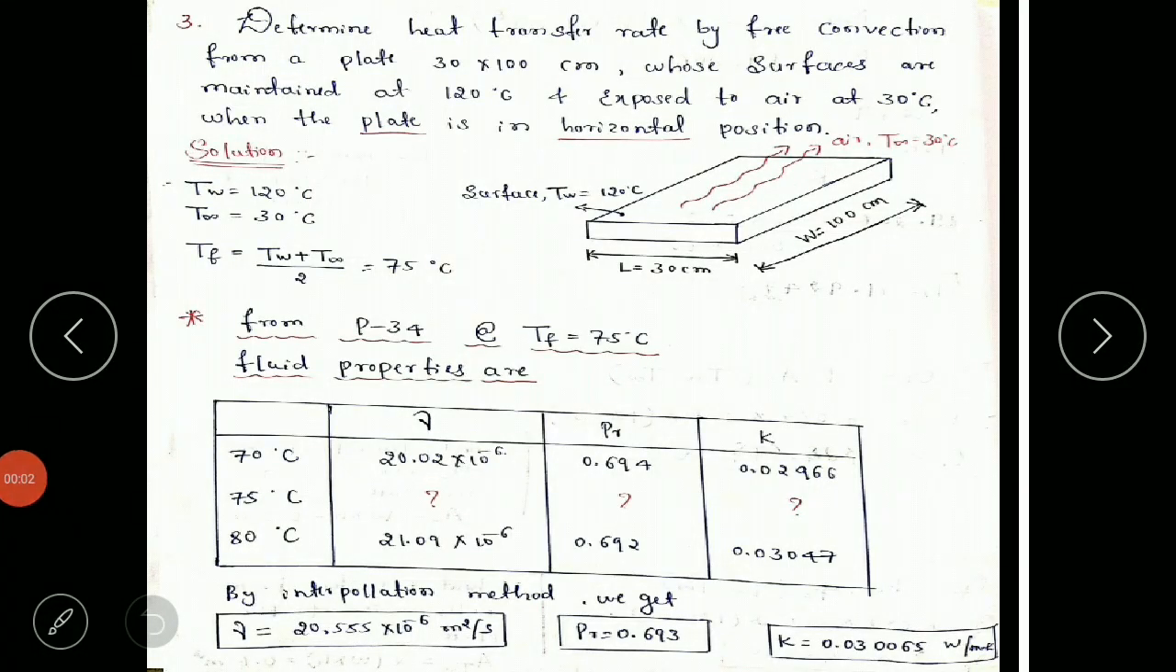Welcome, dear students. We will continue with the previous lecture. We will take up another problem on free convection.